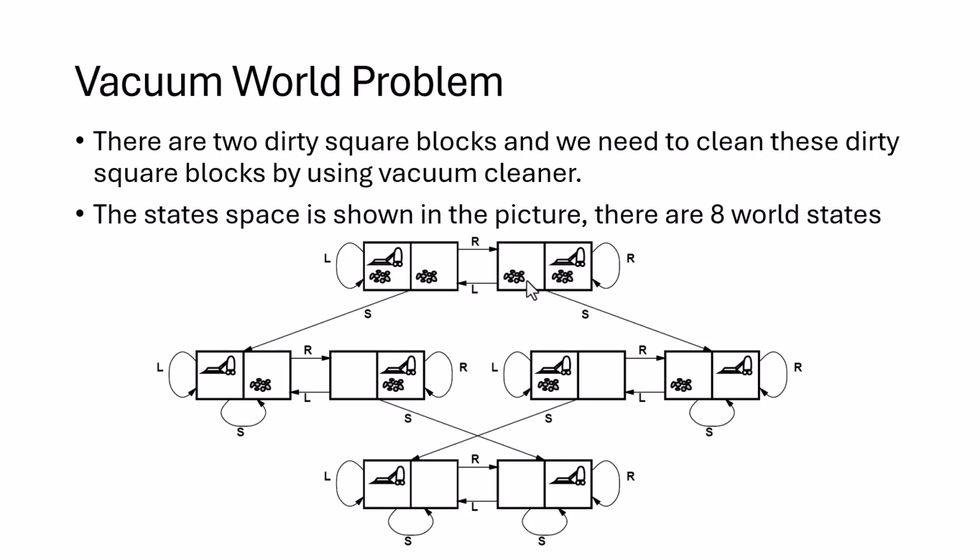The state space is shown in the picture below, and there are 8 world states. So this is more like a tree or a graph, you can say. The vacuum cleaner is in this first square, and both are dirty, and then it can take actions like move right or left, or stay in the same place and do sucking, and then if it sucks, this becomes clean. And this way there are a total of 8 different states which are possible for this problem.